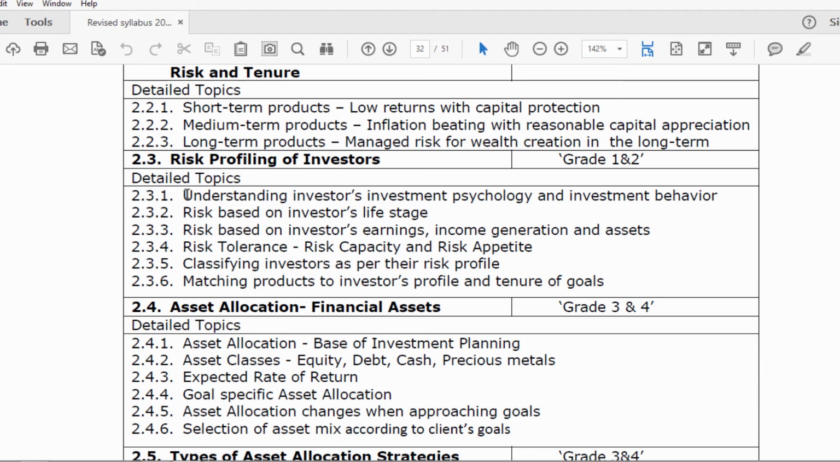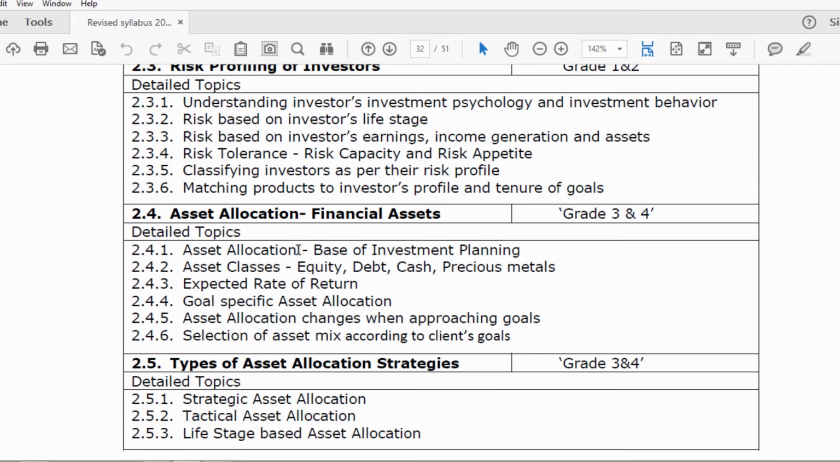Now, risk profiling of investors. This is also the point wherein they are asking so many questions, like understanding investors' investment psychology and investment behavior, then risk based on life stage, risk based on investors' earning, income generation and assets. So these are some of the topics which FPSB is covering in the examination, but they are theoretical questions. They are not going to be straight questions. They would be application based questions. So make sure you are able to answer this.